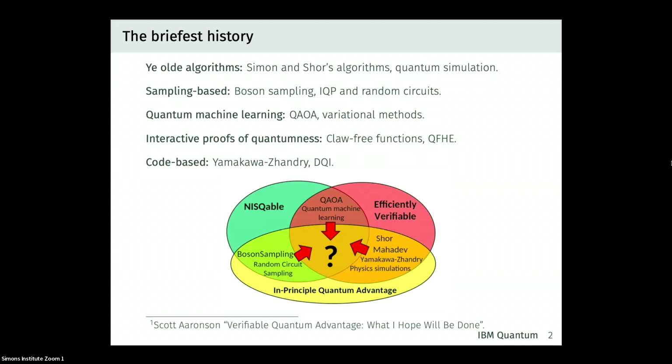So, you can see in this plot basically a summary of what I just said. You have these three circles of NISQable, so implementable in the near term, efficiently verifiable, and in principle quantum advantage. And we can see that all of the approaches we've developed so far tend to fall in only two of the three categories. And we don't yet know if there's something that's really in the middle. At least we don't have something truly convincing that is in the middle.